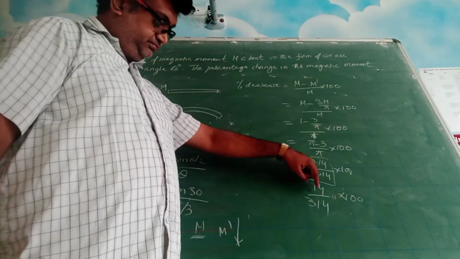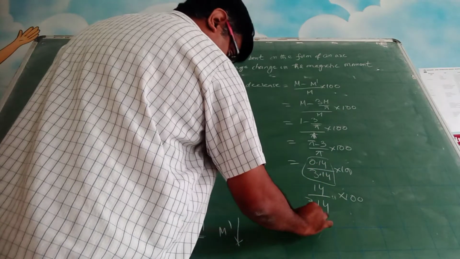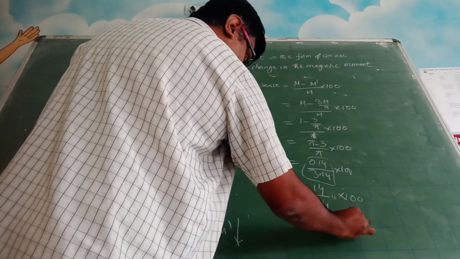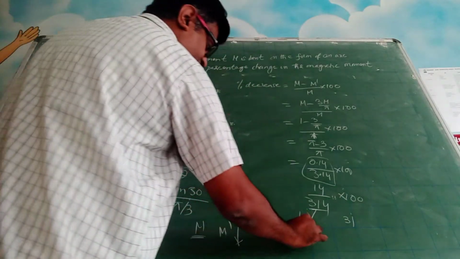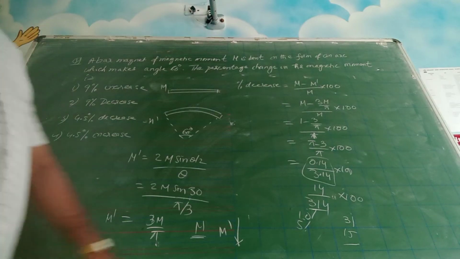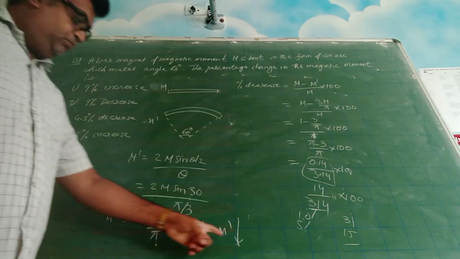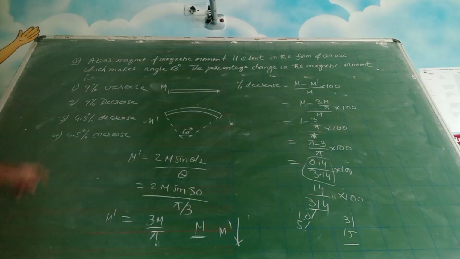See, 10% of 314 is 31. 5% will be half of this, 15. So 5% value is approximately equal to 40. Go to the options. So 9%, 9%. Forget it. You have come to a conclusion that this is a decrease. So it must be 4.5% decrease. So this is how you should solve. Without doing much calculation, some numericals we can solve very easily.